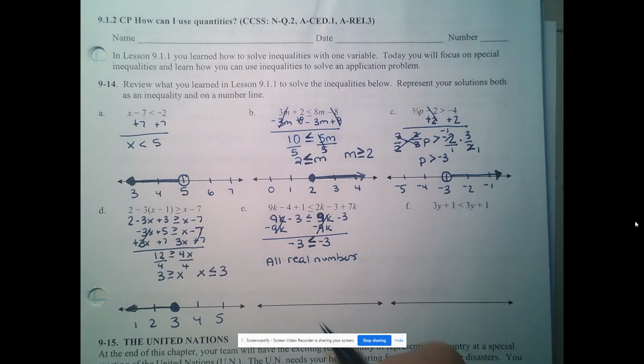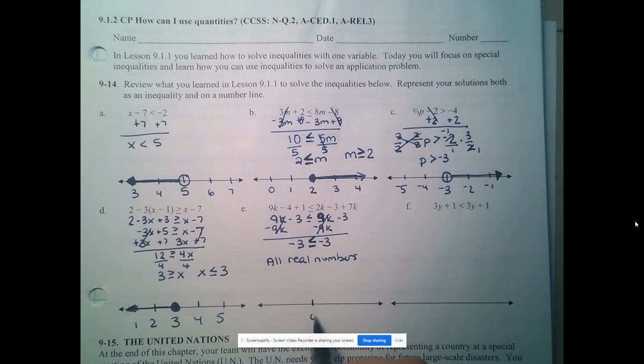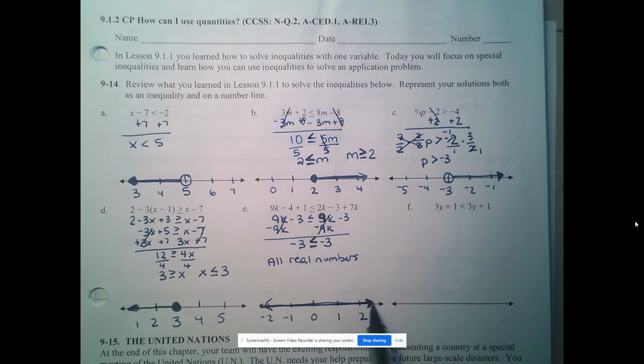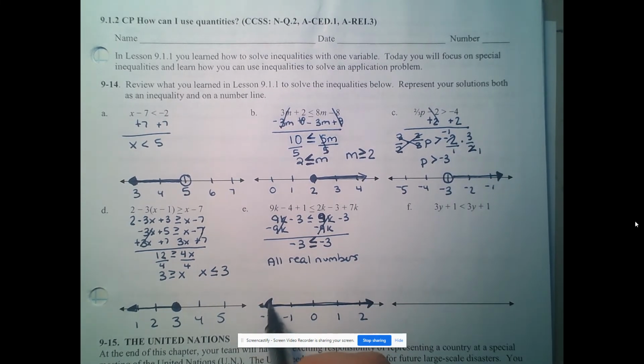So what does the graph for all real numbers look like? You can put any 5 numbers you want. Most people center it around 0, and you just do a line that has arrows on both ends, and you're basically saying that all of the numbers on the number line are solutions. No number gets a circle.